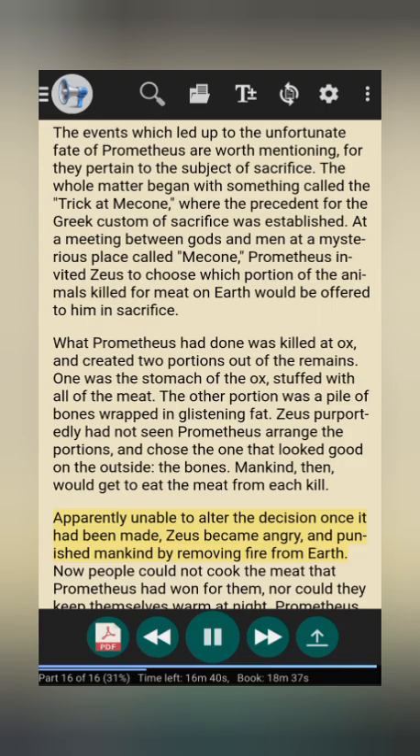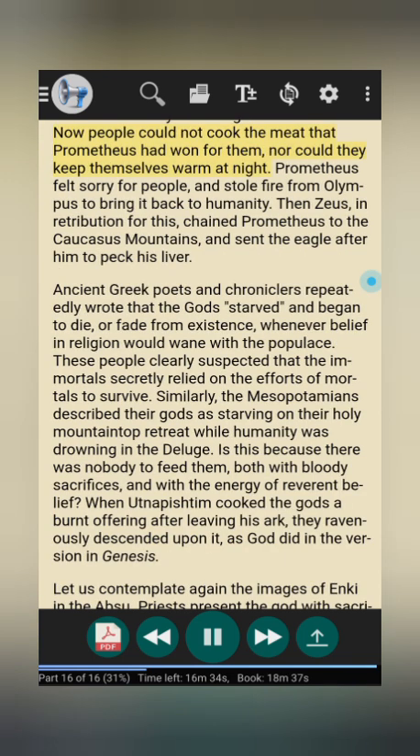Apparently unable to alter the decision once it had been made, Zeus became angry and punished mankind by removing fire from Earth. Now people could not cook the meat that Prometheus had won for them, nor could they keep themselves warm at night. Prometheus felt sorry for people and stole fire from Olympus to bring it back to humanity. Then Zeus, in retribution for this, chained Prometheus to the Caucasus Mountains and sent the eagle after him to peck his liver.